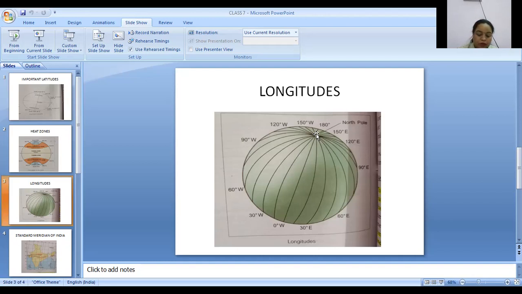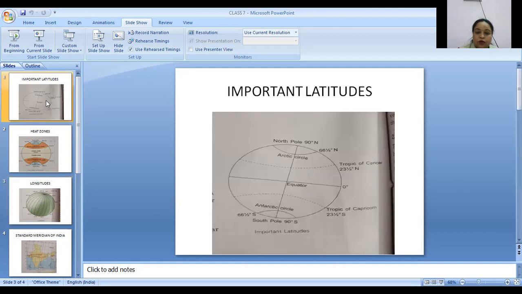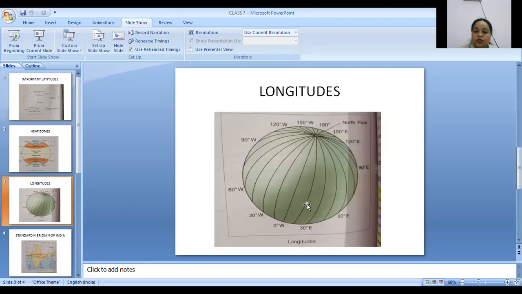Okay. So the longitude represents the east-west direction. How do we represent longitude? We represent longitude with east-west direction, and latitude with north and south direction. Understood the difference? Latitudes, north and south directions, and longitudes, west and east directions. So this is the difference between the latitudes and longitudes.